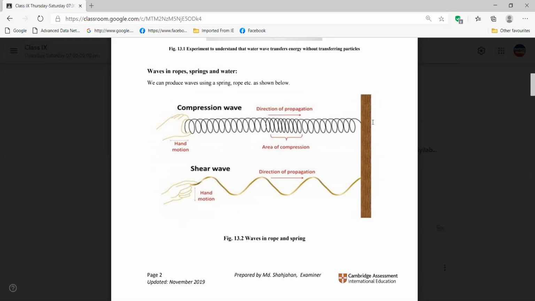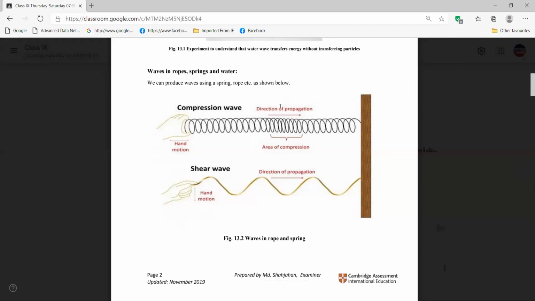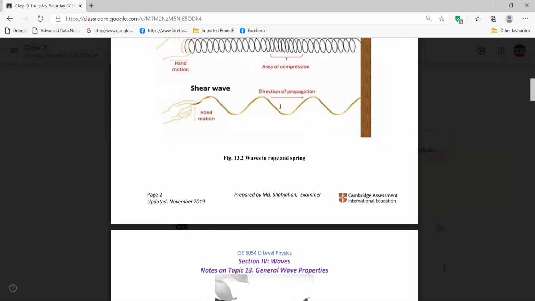Again, we have the rope. With the rope, we are making waves up and down, right? We are making the waves up and down, so we are having the shear wave. Shear wave means you are using your hand to move the rope up and down, right? And the direction of propagation of your wave is right side. That is energy transfer. Is it clear? Yes, sir. So this is a man-made wave.